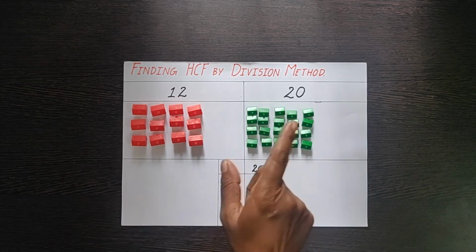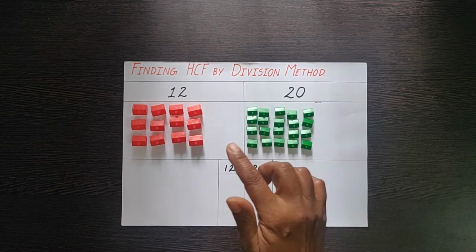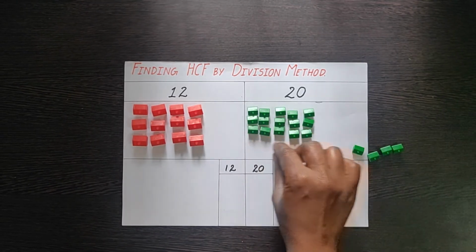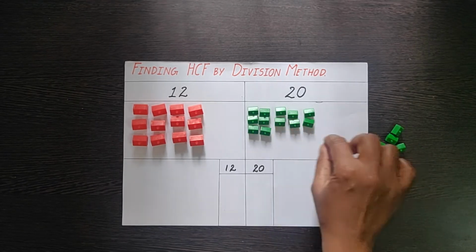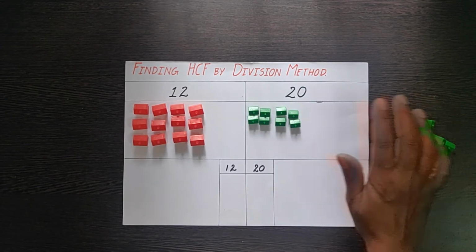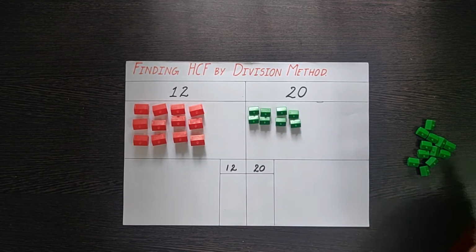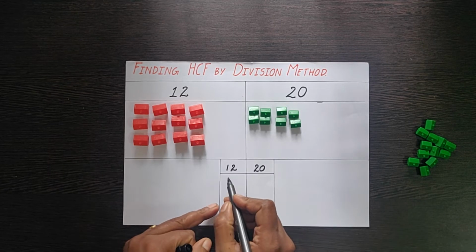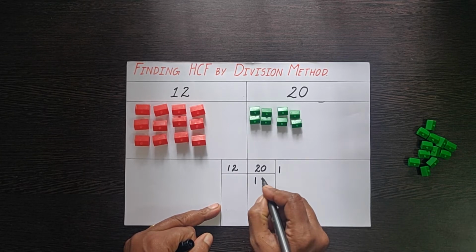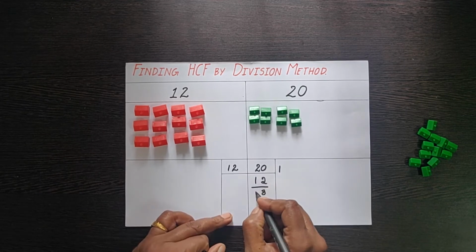See, among 12 and 20, which is the smaller number? 12 is the smaller number. So from the greater number, you remove that 12. 1, 2, 3, 4, 5, 6, 7, 8, 9, 10, 11, 12. I removed 12. How many are left over? 2 plus 2, 4 plus 2, 6 plus 8. In the same way we can do the division working like this, children. 12 ones are 12. 10 minus 2, 8. 1 minus 1, 0.